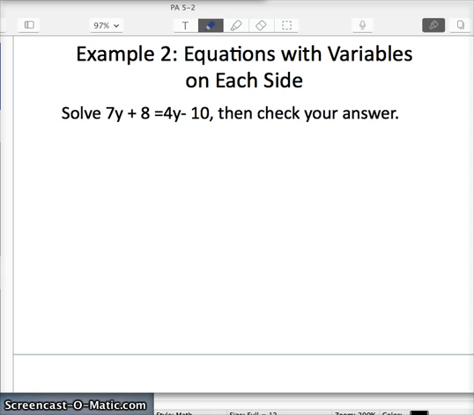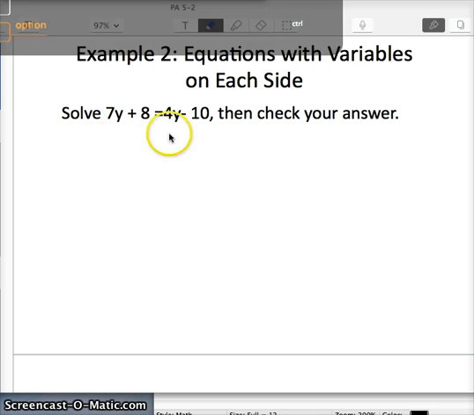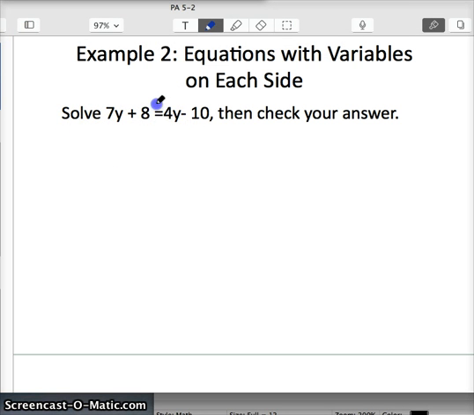Example 2 is a little bit more challenging, because we not only have one side that has a variable and another side that has a variable and a constant, but both sides have variables and constants. So let's take a look. Again, draw a line down the center. Decide what side you want your y terms and your constants. I usually put my y terms, or whatever the variable term is, on the side where more variables are, but you don't have to do this. So I'm going to decide that this side is for my y terms, and this side would be my constants.